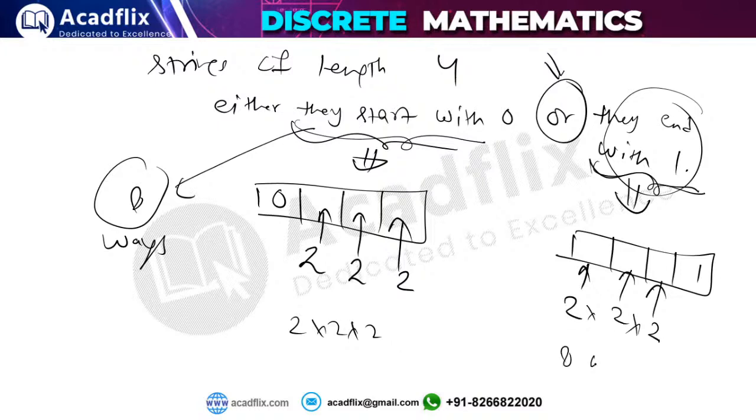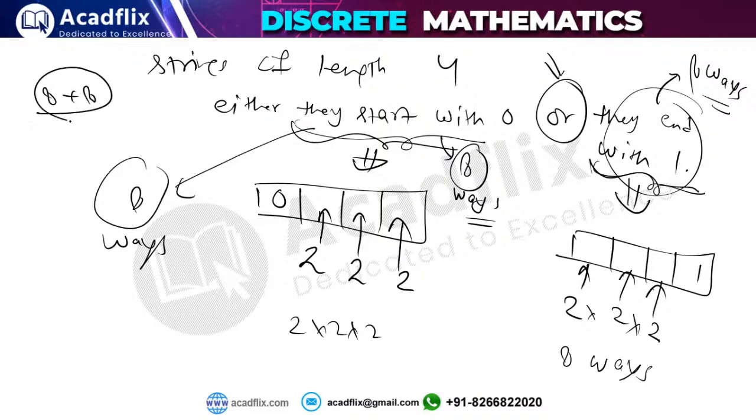There will be again 8 ways. So see, this task can be done in 8 ways. But there is one thing you need to notice. These 8 ways have some common things with these 8 ways. So the answer won't be 8 plus 8. Why won't this be the answer? Because some ways here are repeated here also.